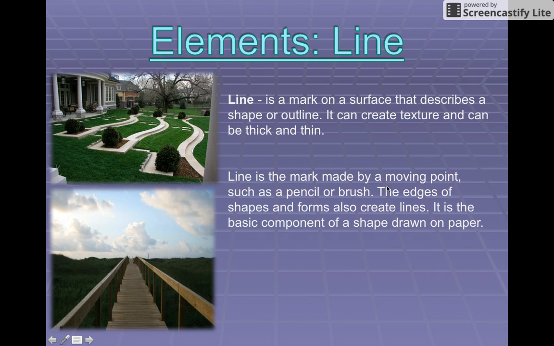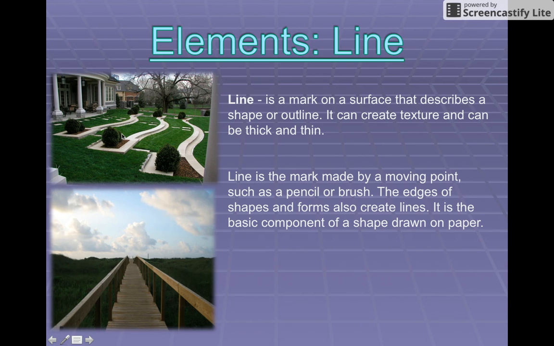Line is the mark made by a moving point. So when I tell you to draw a line on a piece of paper, you put your pencil down, that's your point, and then you move it. So it's a moving point. And it's the most basic component of a shape drawn on the paper. So it's important to know that lines have a purpose. When we're talking about these tools, we're not talking about when I ask for an example to give me a bunch of different lines. You have to show an example where the line is purposeful.